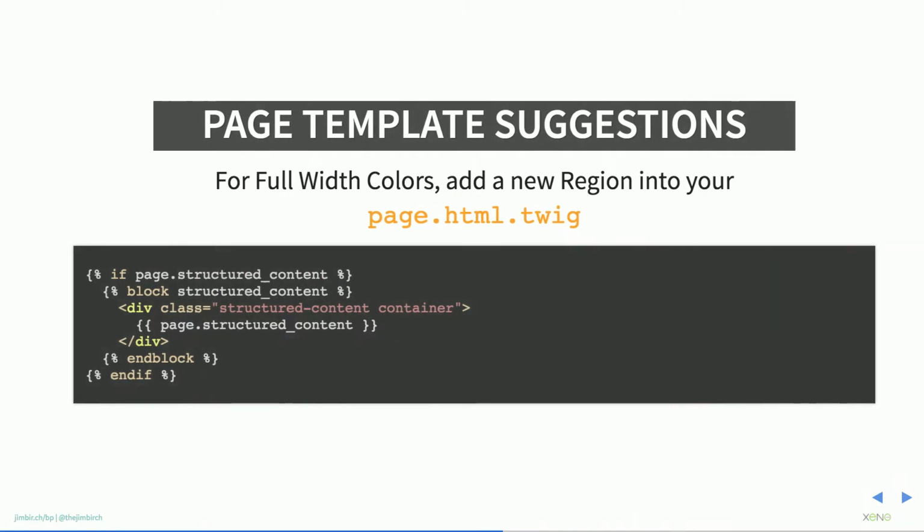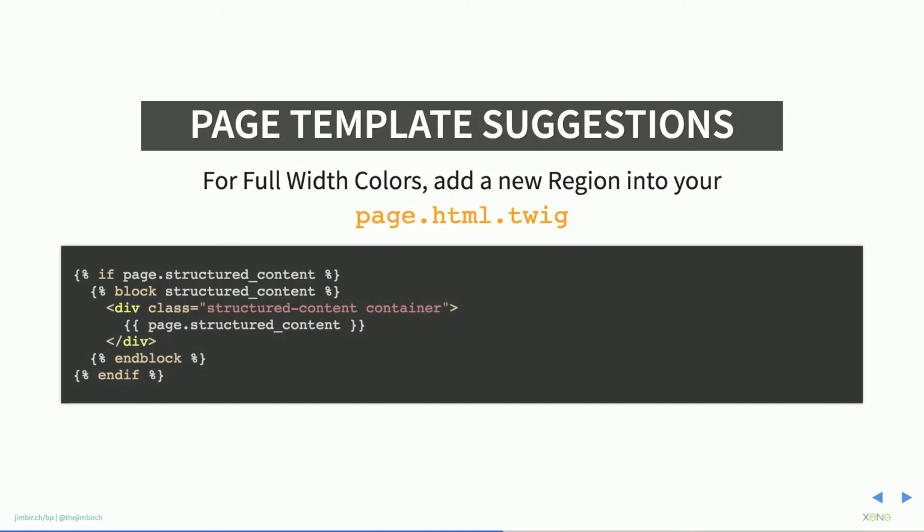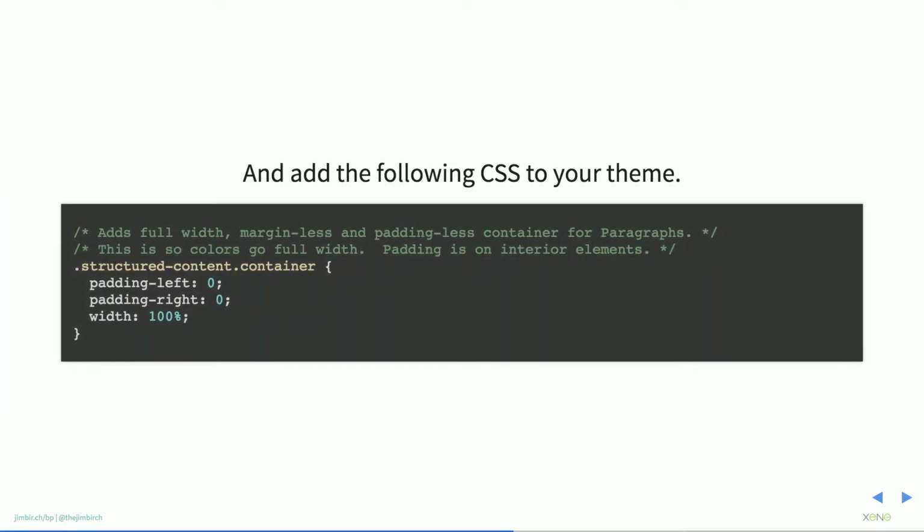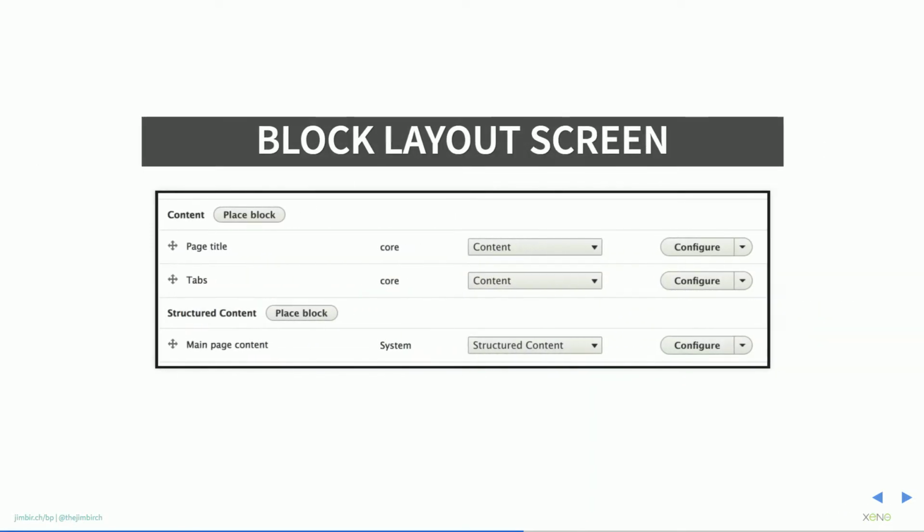As for template strategy, I like to put this structured content into its own section, because I want to go 100%, so those background colors or full images go all the way to the edge. I want to keep my page title and my tabs in another content section in the page, so that the page title doesn't go all the way to the edge.